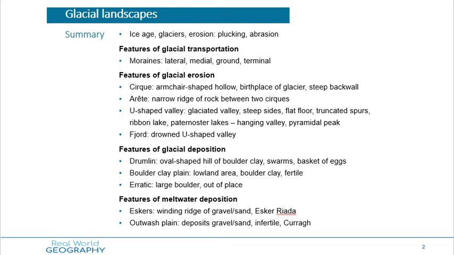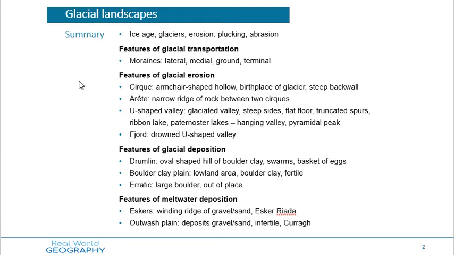So guys, just in front of you there is a quick little recap on some of the stuff we've covered. Top bit there, features of glacial transportation. A glacier transports its material in what's called a moraine, basically an amount of loose material, rocks, sand, sediment being carried in the glacier. There are lateral moraines on the side of a glacier, medial moraines in the middle of a glacier, ground moraines at the bottom of a glacier, and terminal moraines at the end of a glacier.